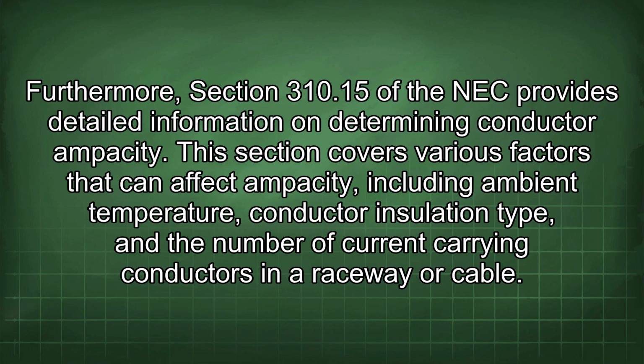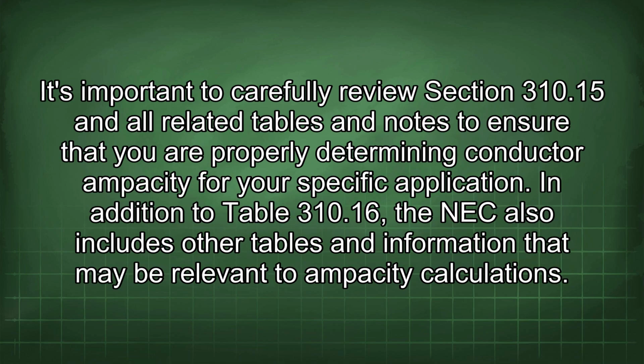Furthermore, Section 310.15 of the NEC provides detailed information on determining conductor ampacity. This section covers various factors that can affect ampacity, including ambient temperature, conductor insulation type, and the number of current carrying conductors in a raceway or cable. It's important to carefully review Section 310.15 and all related tables and notes to ensure that you are properly determining conductor ampacity for your specific application.